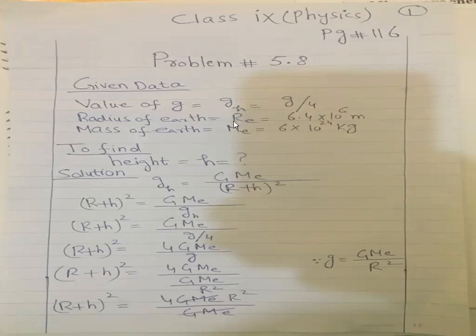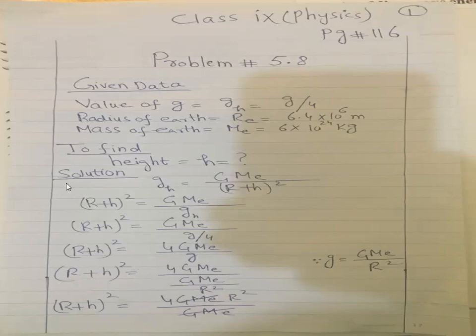Radius of earth, re, the mean radius of earth, is 6.4 into 10 power 6 meter. As I have already told you, the mass of earth is me, which is 6 into 10 power 24 kilogram. To find, height is noted with h. Solution: if you recall this formula, in order to find the height, gh is equal to gme over r plus h whole square. This is on page number 111 under equation 5.8.